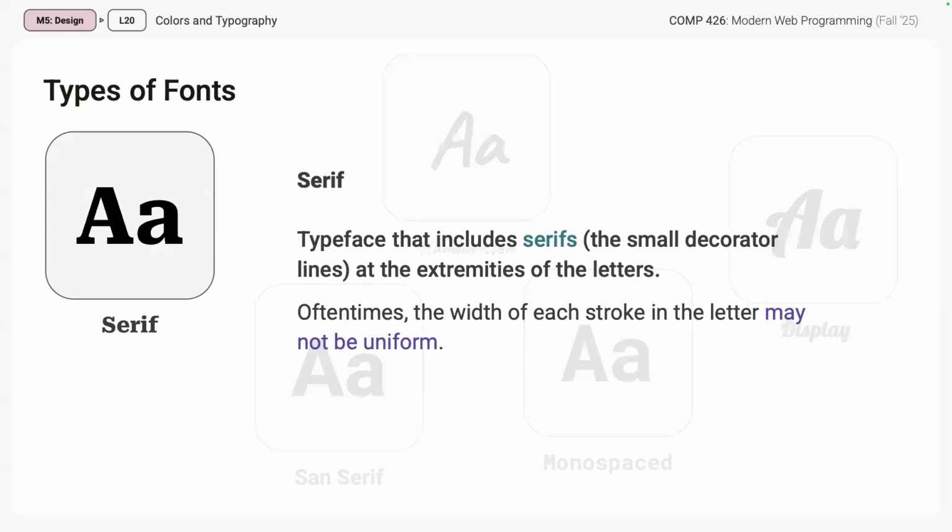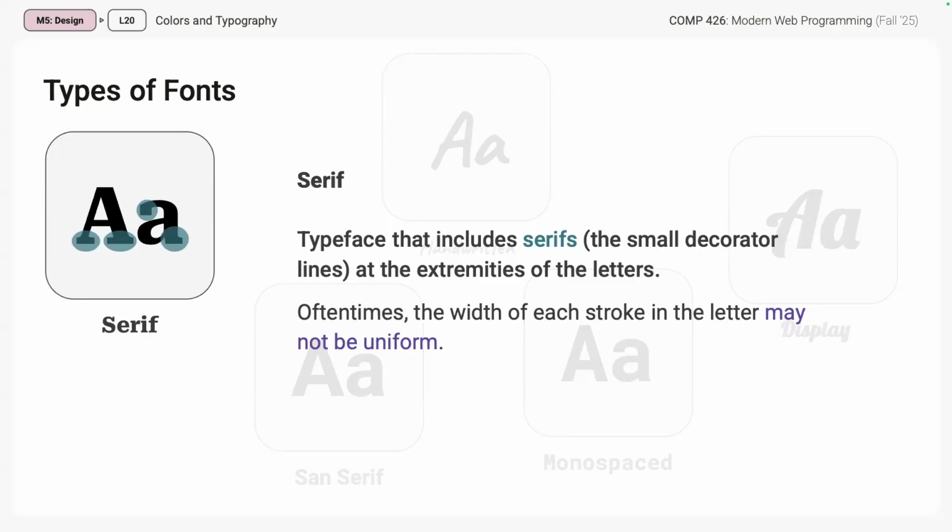Serif fonts are typefaces that include serifs. And serifs are just these lines or decorations on the extremities at the end of these characters. So you can see there, with the A on the bottom, we have these little lines. That's a serif. And then we have it on our A as well. Whenever you have a serif font, it's just a font that has serifs on there. In addition, a lot of times with serif fonts, the width of each stroke for each letter may not be uniform. For example, on the A, you can see that the left-hand side of the A is much more narrow than the right-hand side of the A.